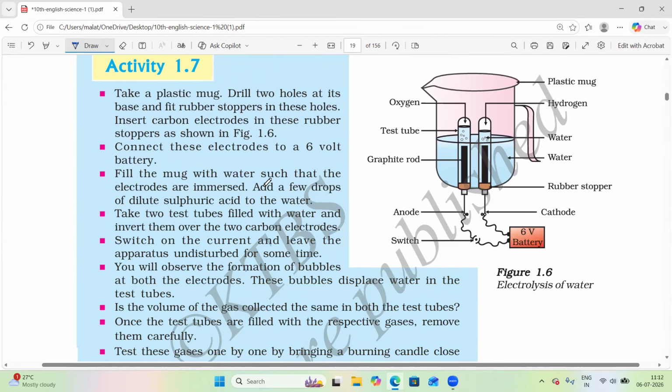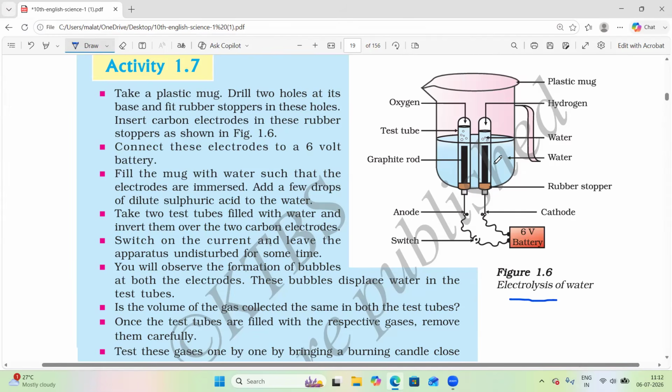Another type of decomposition reaction is by using electricity. If the decomposition reaction takes place by using electricity, that is called electrolysis. How does this electrolysis take place? I will explain this activity to understand the electrolysis decomposition reaction: electrolysis of water.